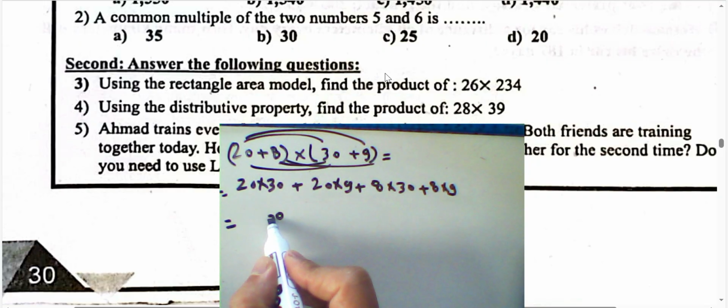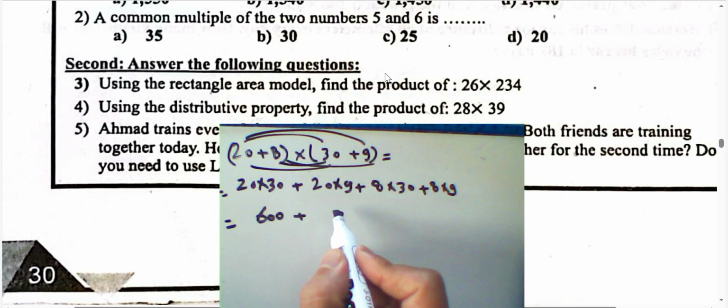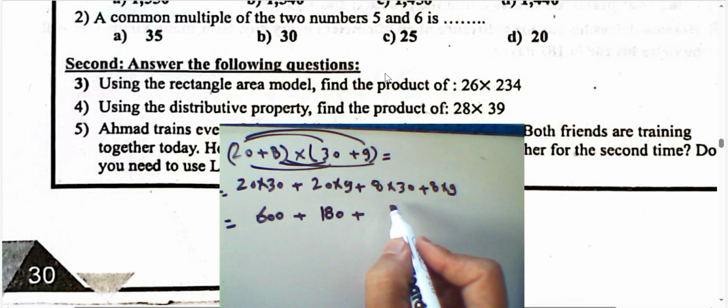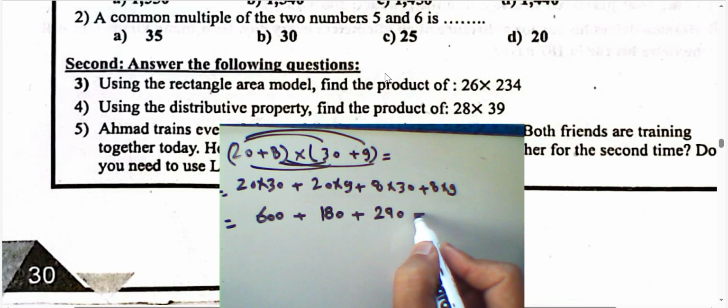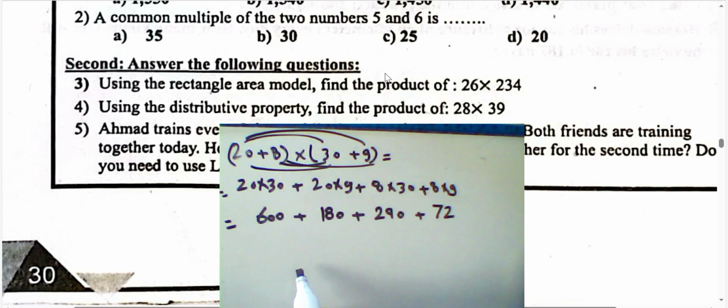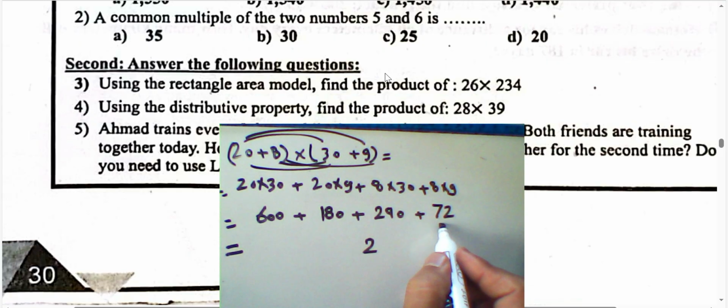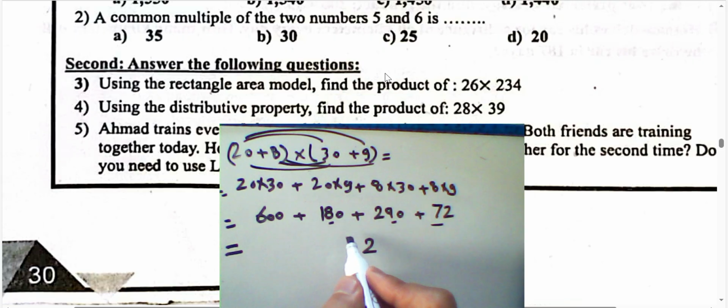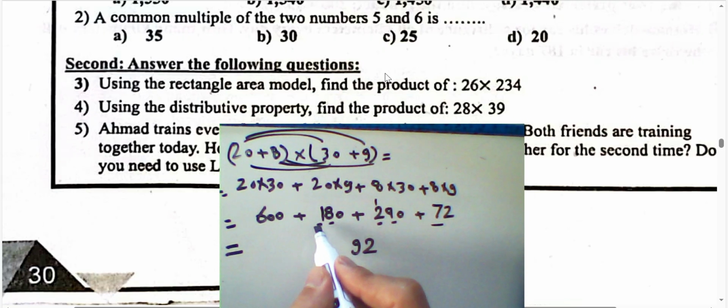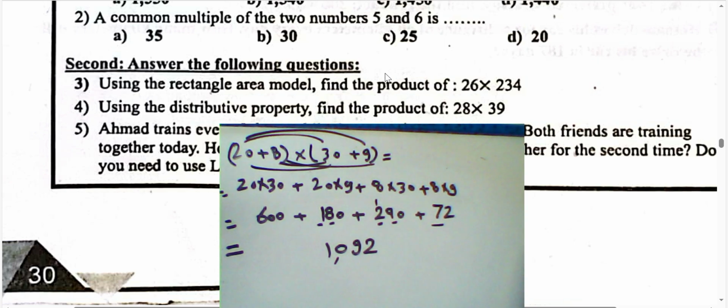Then 20 times 30, right? Double 0, 2 times 3, 6. Right, 0, 2 times 9, 18. 3 times 8 equals 24, and write 0. 8 times 9, 72. We can collect 2 plus 0, 2. 7 plus 4, 11 plus 8, 19. 9 and carry 1. 2 plus 1, 3. 3 plus 1, 4. 4 plus 6 equals 10. Then the product of 28 and 39 will be 1092. Use distributive properties.